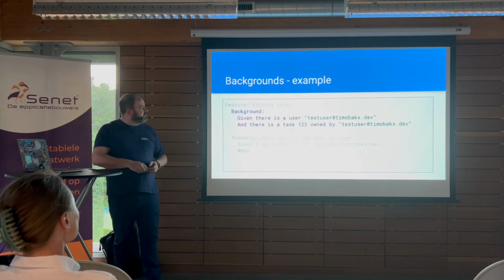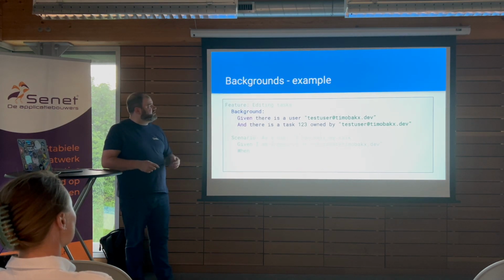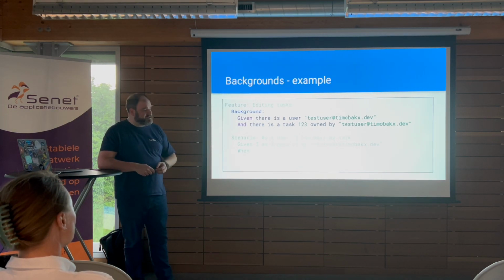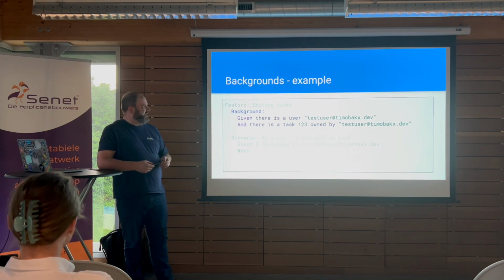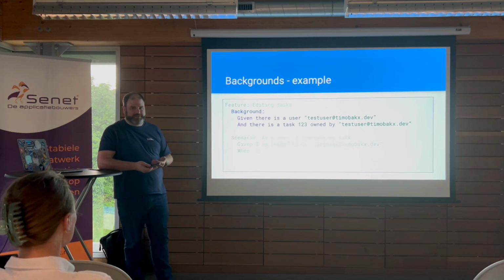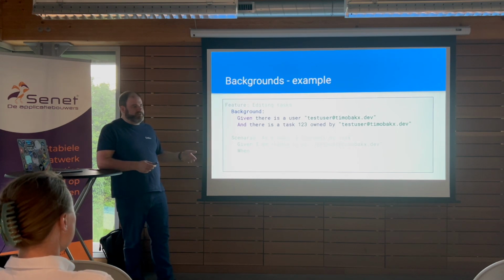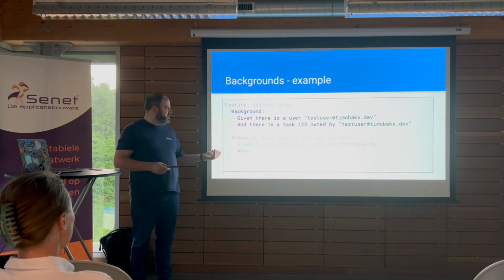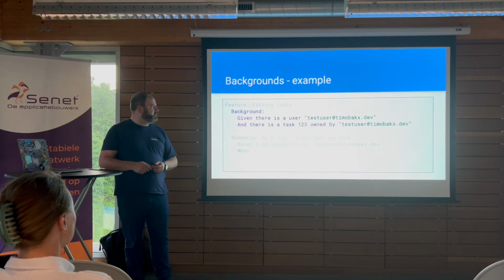So this is an example for a background. We have a feature where we add tasks, and each scenario in this test has a user and a task. So in this case, we want to define it as a background, so we don't have to define it with each and every scenario. And then your scenario can either start with a given or start with a when immediately.